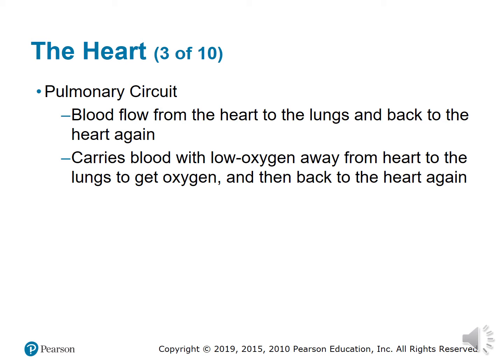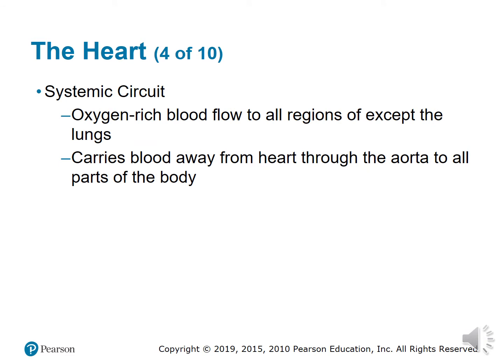Right, we talked about that. I believe that was maybe like the last chapter. We were talking about the process of the heart, taking in that fresh oxygen, kicking out the old oxygen and the CO2. Right? The systemic circuit, oxygen-rich blood flows to all regions except the lungs. It carries blood away from the heart through the aorta to all parts of the body.